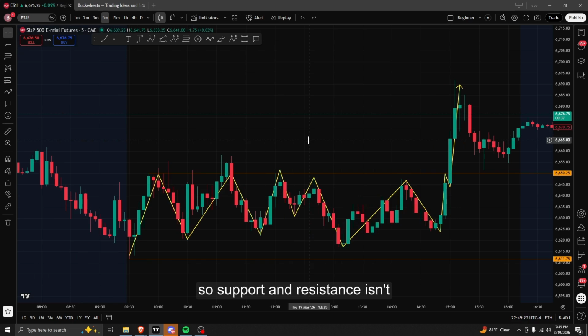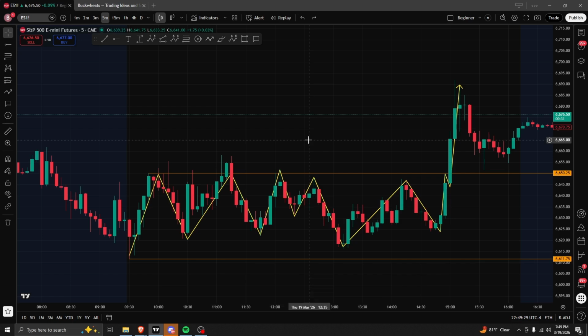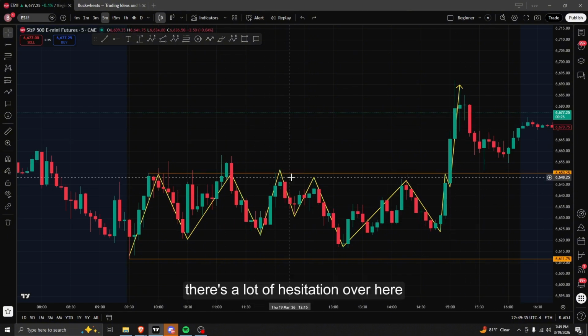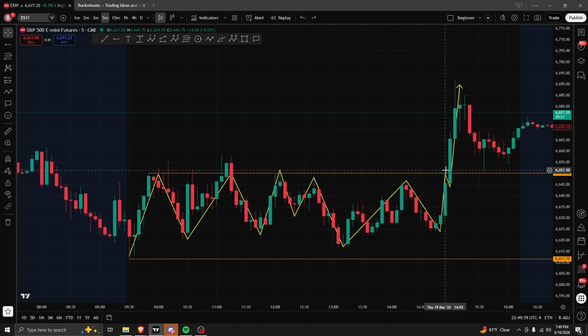So support and resistance isn't literally predicting the future perfectly. They're just there to help you understand where price is likely to react, likely to hesitate, likely to reject, or even break through, as we see right here. And there's a lot of hesitation over here, but ultimately we eventually broke out of it. So that awareness alone has improved chart reading really fast.